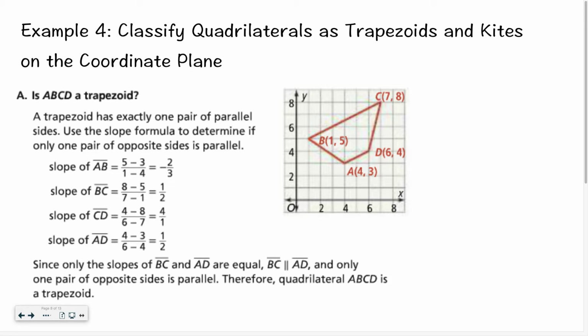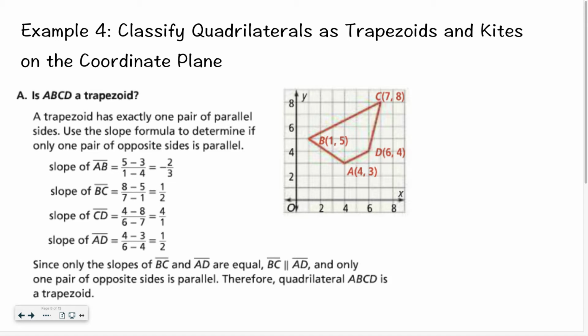Okay, so example 4. What if we want to check for a trapezoid or a kite? So you're still using the same tests. Remember, a trapezoid has exactly one pair of parallel sides. So we've talked about perpendicular slope. Parallel slope is when they're exactly the same, okay? So that means to check for a trapezoid, you do the slope of all four sides.